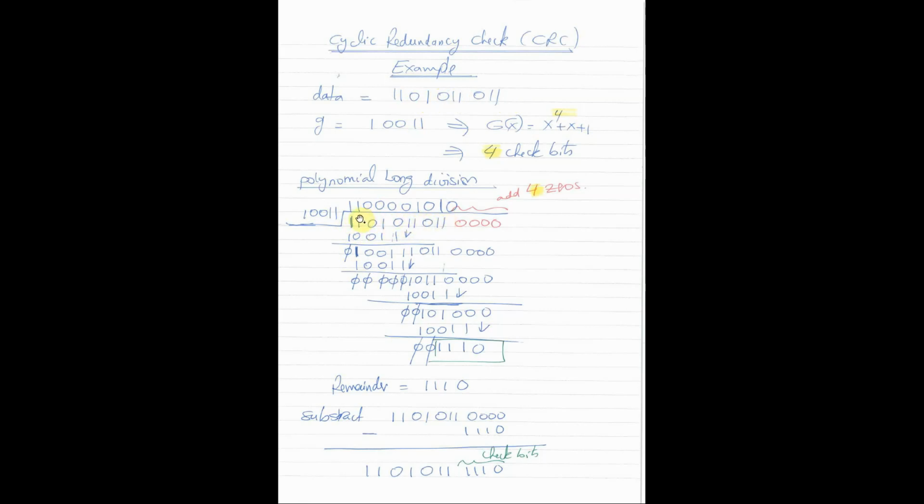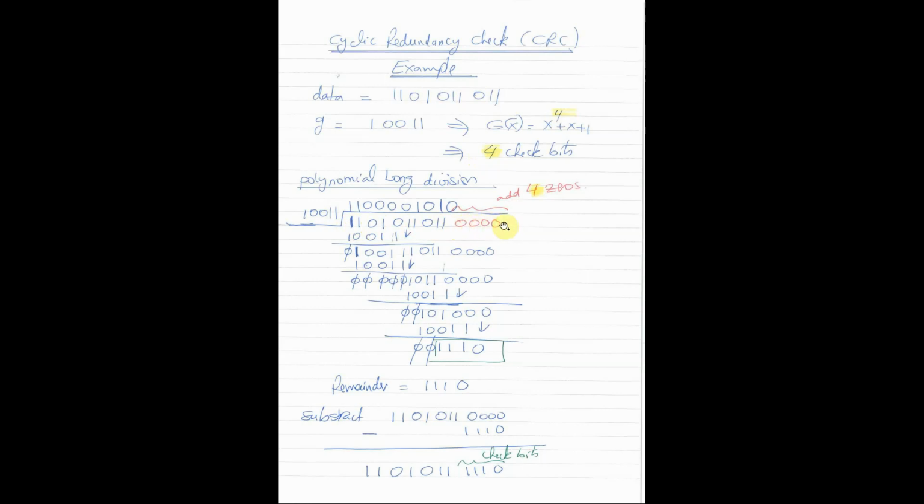However, before we divide, since we know that we will have 4 check bits, and this comes from the order of the generator polynomial, initially at the sender side we add 4 zeros to the data bits. I'm putting those in red. So what we divide at the end is the same as the data, in addition to 4 zeros, not check bits yet.